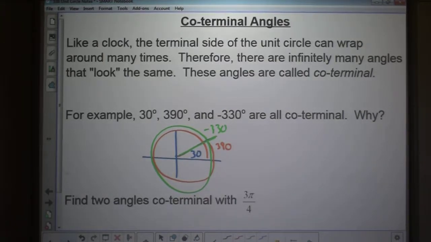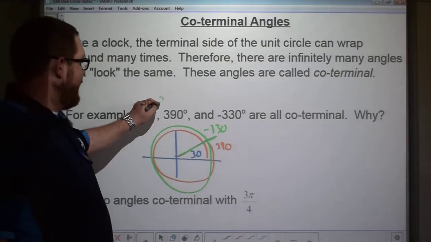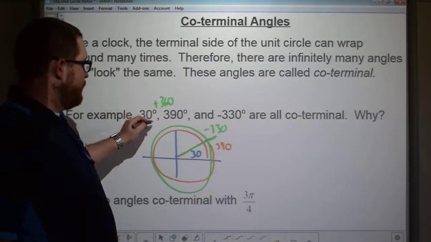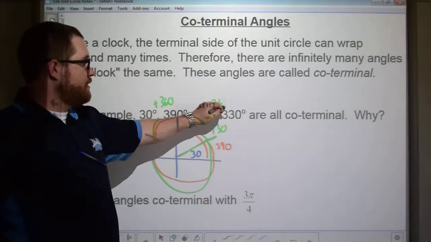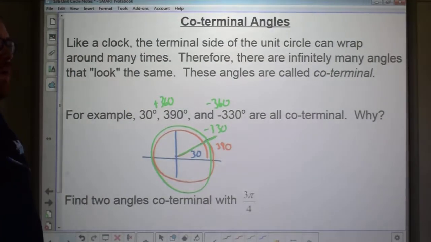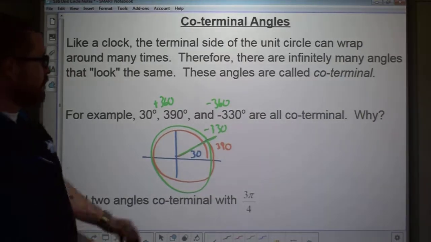So how could I find a coterminal? Well, here I added 360 to the angle that I knew. Here I subtracted 360 from the angle that I knew. Why did I use 360? Because I'm talking about degrees.